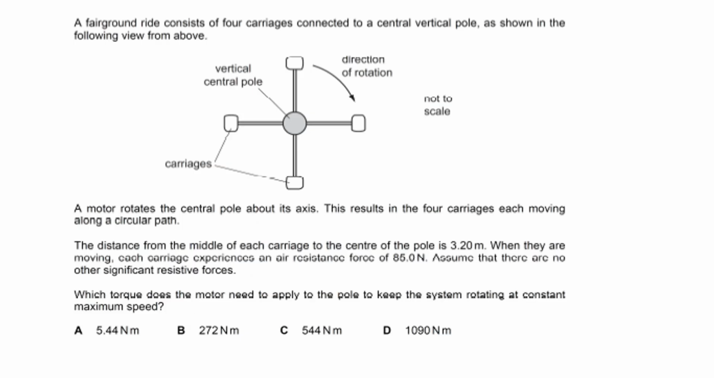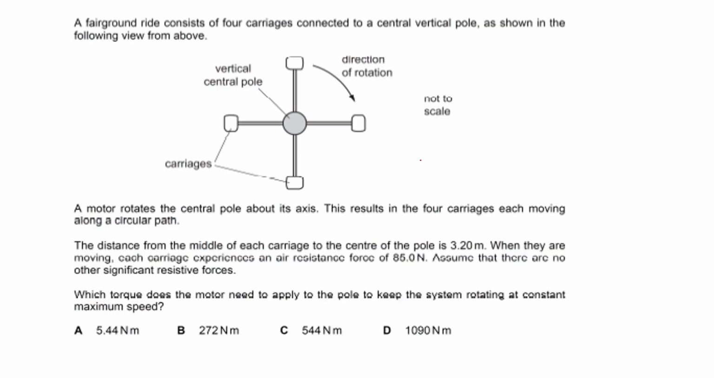A fairground ride consists of 4 carriages connected to a central vertical pole, as shown in the following view from above. A motor rotates the center pole around its axis. This results in 4 carriages, each moving along a circular path. The distance from the middle of each carriage to the center of the pole is 3.2 meters. When they are moving, each carriage experiences an air resistance force of 85 newtons. Assuming there are no other significant resistive forces, which torque does the motor need to apply to keep the system rotating at a constant maximum speed?